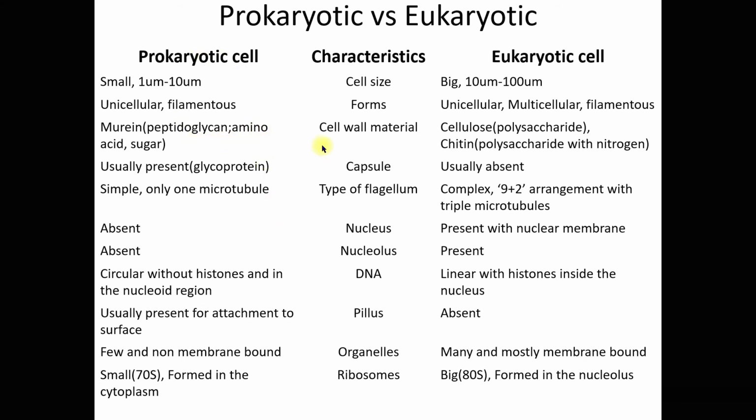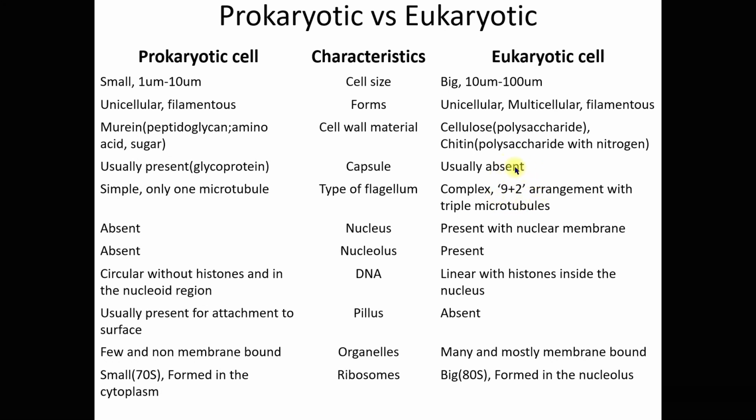One example is the capsule: in prokaryotic cells it is usually present and made from glycoprotein, while in eukaryotic cells capsules are usually absent. Another example is the type of flagellum. Prokaryotic cells have a simple type of flagellum with only one microtubule, while or whereas eukaryotic cells have a complex flagellum with 9+2 arrangement with triple microtubules.